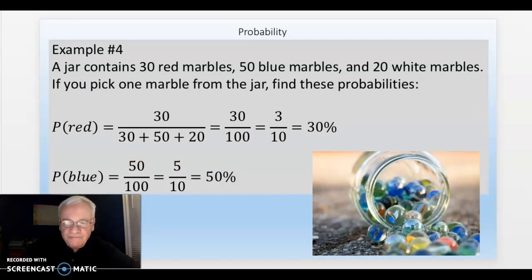As example 4, think of a jar of marbles. There's 100 marbles in there. We got 30 red ones, 50 blue, and 20 are white. We're going to pick one marble from the jar. What are the probabilities of getting, first, a red one? Well, there's 30 red ones. It says it up here. So 30 out of 100 is 30%. The probability of getting a blue one: there's 50 blue marbles, so 50 out of 100, that's 50%.